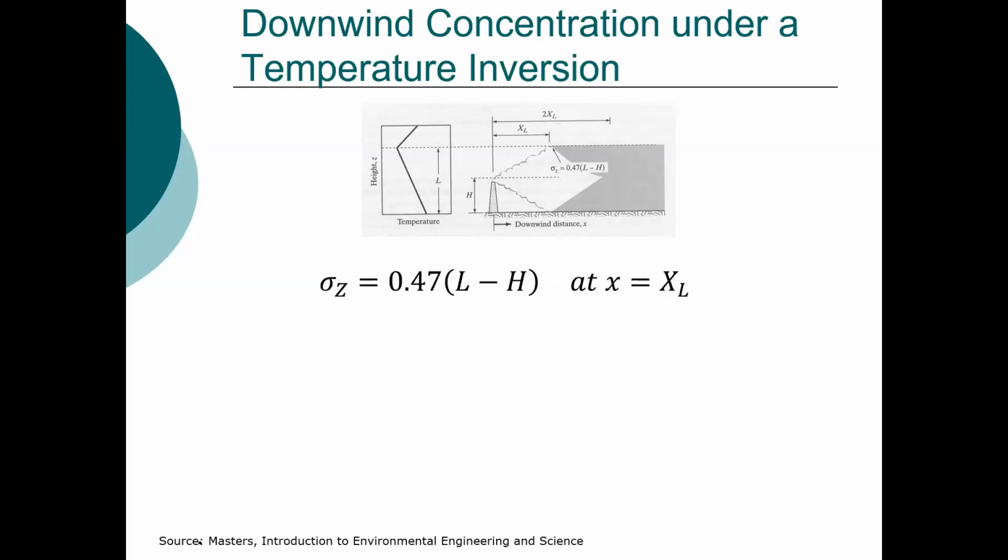So at X equals X sub L, the dispersion coefficient in the Z direction is equal to 0.47 times L minus H. L is 300 meters, the height of the inversion layer, minus the effective stack height, and that is equal to 94 meters. So this is the dispersion coefficient in the Z direction.